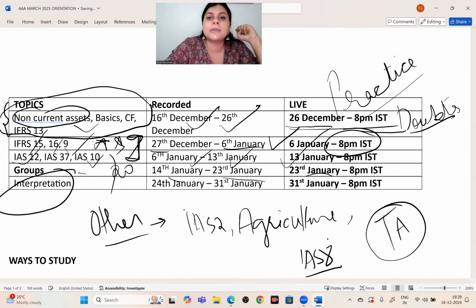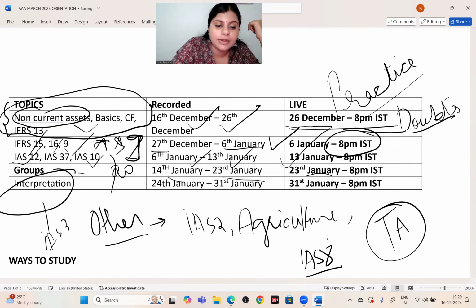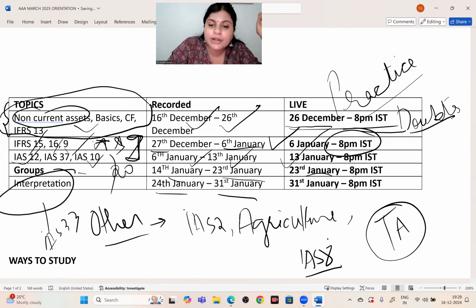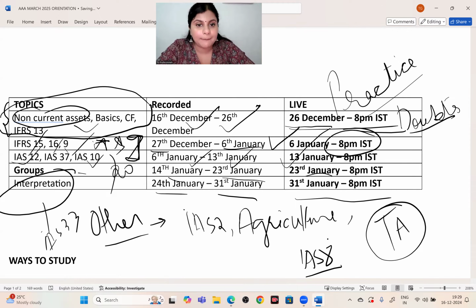Interpretation, 20 marker, subjective question. Interpretation involves ratios. IAS 33 is also part of interpretation. EPS, earnings per share, that's a ratio that you calculate. How do you calculate it? That's widely tested in FR. So from 24th January till 31st January, do this. And on 31st January, we'll have a live class for the same.